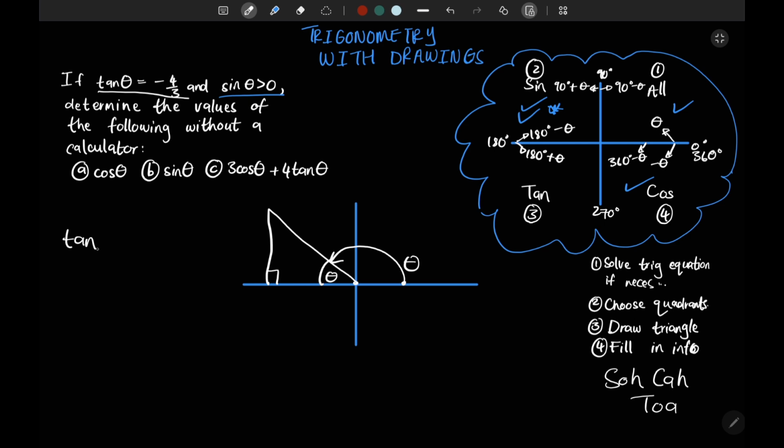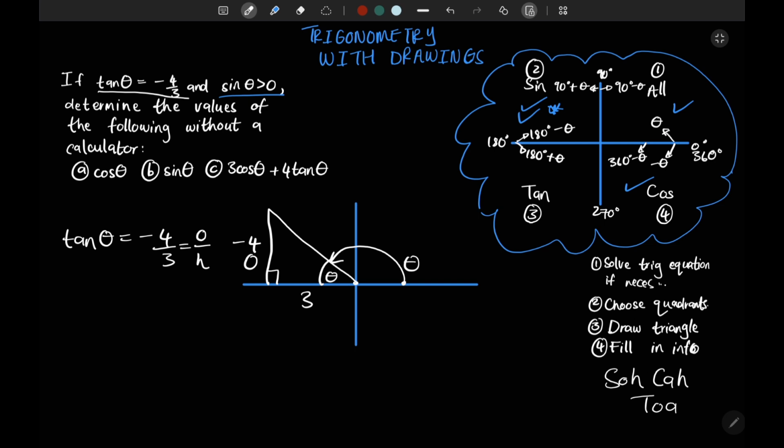We have tan theta is equal to negative 4 over 3. Tan is equal to opposite over adjacent. What is the opposite side of this right angle triangle? The opposite side is the one across your angle. There's your opposite side. It's negative 4. And then the adjacent side is 3.